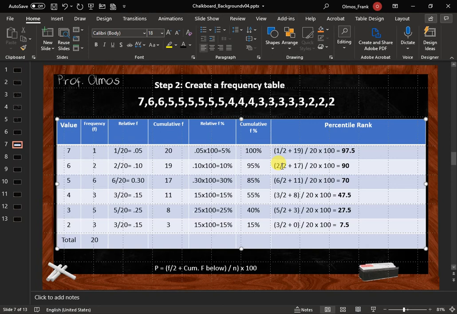Percentile rank is a little bit different from percentiles, though it's almost synonymous with percentiles in general. So that's how you get the percentile rank. So this covers pretty much how you get, from quiz to frequency, relative frequency, cumulative frequency, relative frequency percentage, cumulative frequency percentage, and then percentile rank. All right, hopefully this was helpful.